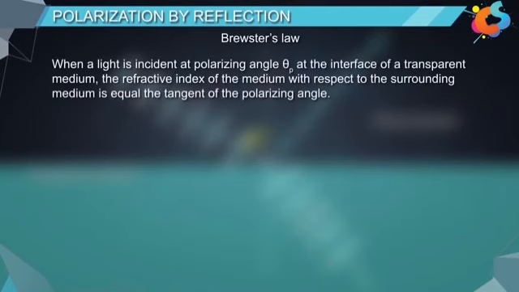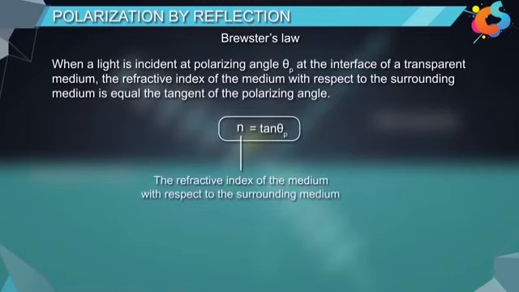Brewster's law states that when a light is incident at polarizing angle theta p at the interface of a transparent medium, the refractive index of the medium with respect to the surrounding medium is equal to the tangent of polarizing angle. That is, n is equal to tan theta p, where n is the refractive index of the medium with respect to the surrounding medium.